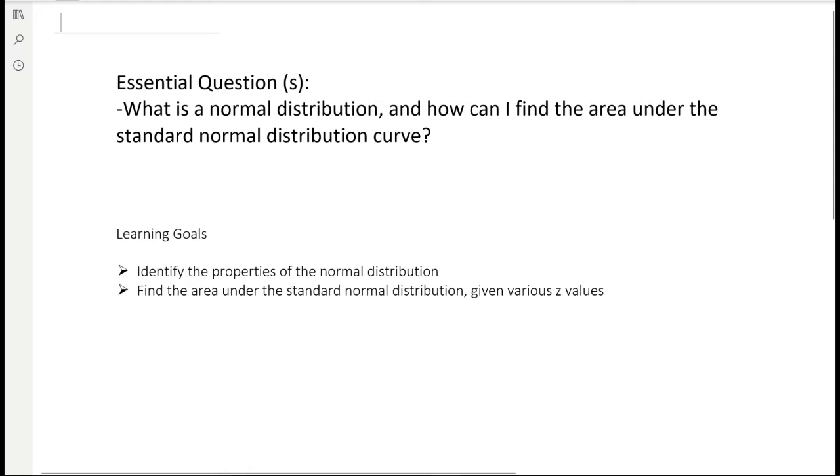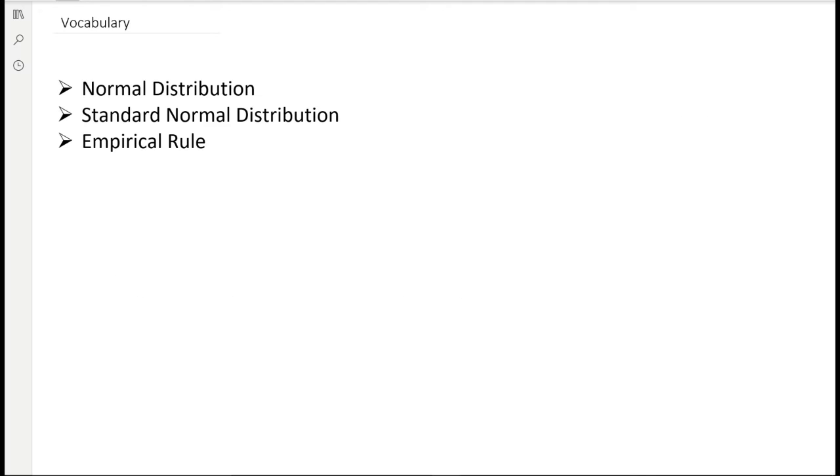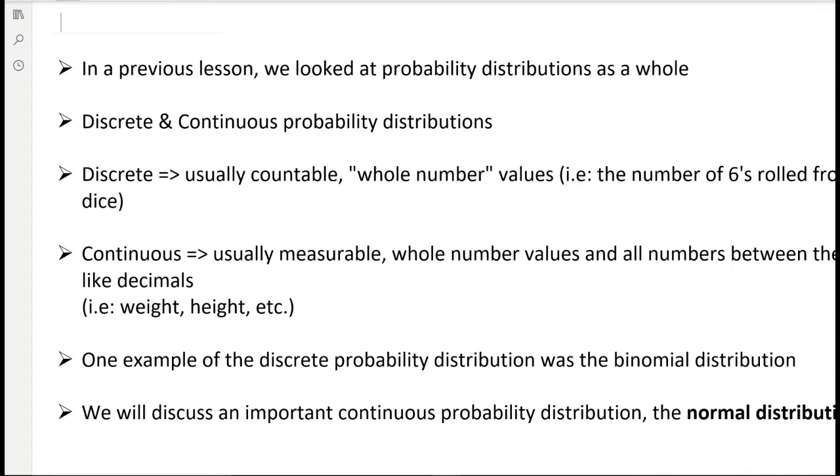Alright, so what is a normal distribution and how can we find the area under the standard normal distribution curve? So the goals are to be able to identify the properties of the normal distribution and find the area under the standard normal distribution given various z values. So we're going to be talking about the normal distribution, the standard normal distribution, and the empirical rule.